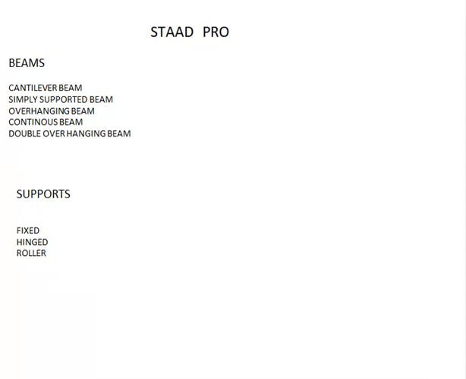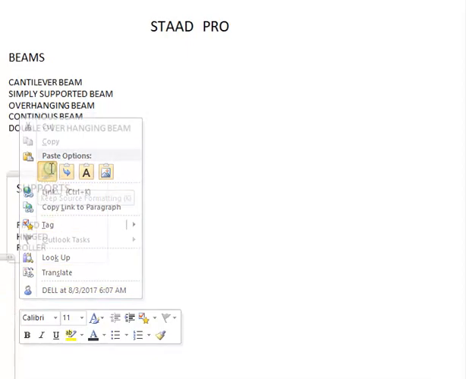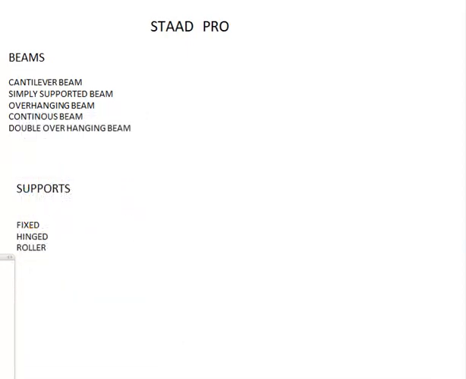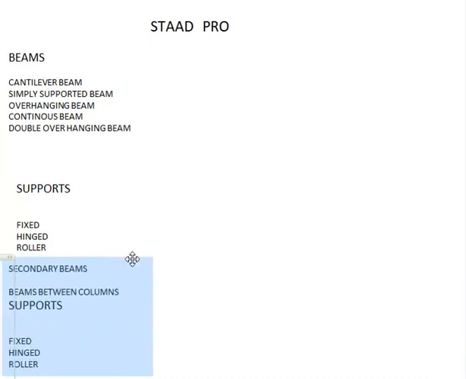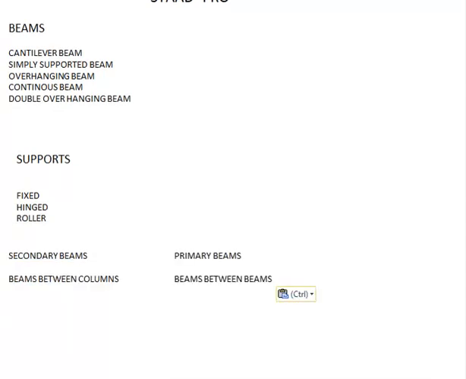Not only these, beams are classified again into two types. They are primary beams and secondary beams. Primary beams are those kind of beams which are present in between beams. I got my point, right? The beams which are present in between beams are known as primary beams, whereas secondary beams, the beams which are present in between columns, are known as secondary beams.